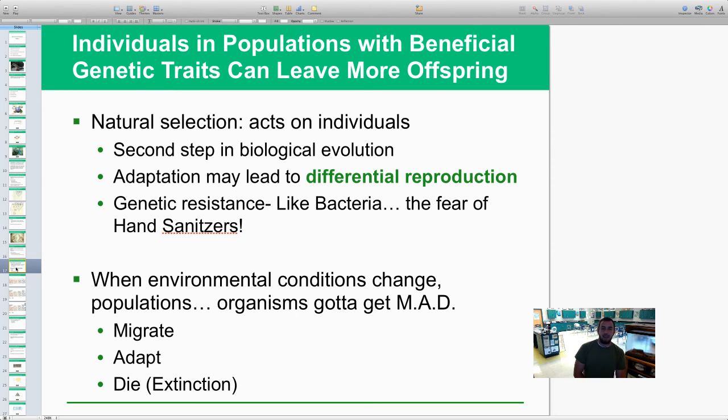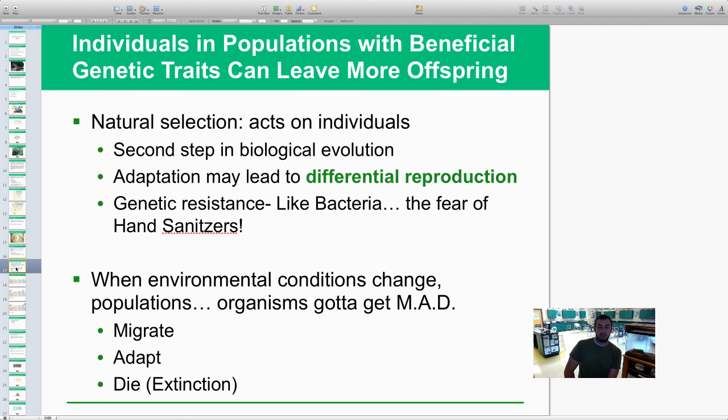So natural selection acts on individuals. The second step in biological evolution is adaptations. Based on the genes that the organism has, they either are going to adapt to the changes happening in the environment, or they will not. Adaptations may lead to differential reproduction, which means some organisms reproduce better because they're more fit for the given situation. Others might die off.